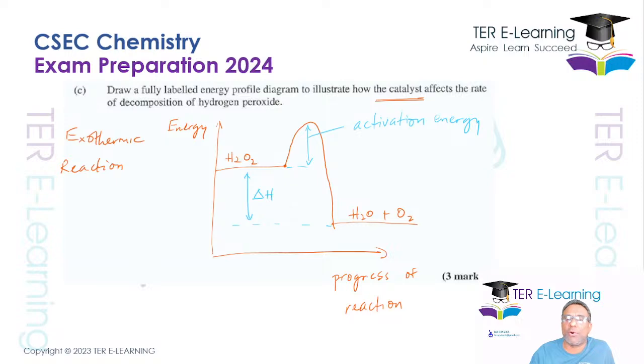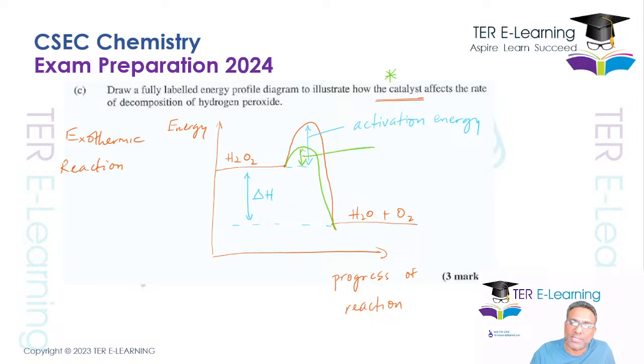Right? Now, that's the activation energy there. But the question is asking me to show how the catalyst affects this. Now, what a catalyst does, it lowers the activation energy. So instead of going that high, this is what happens. You end up back at the same spot, but your activation energy has been lowered.